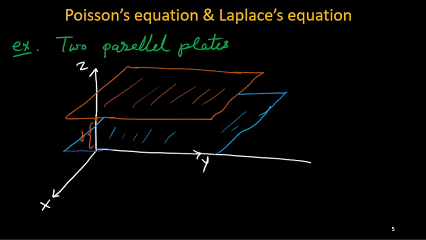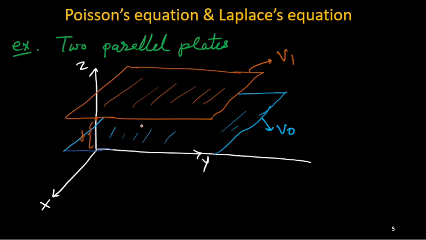And this potential, I am considering it's V naught, and its potential is suppose V1, right? So what is in between these two plates?